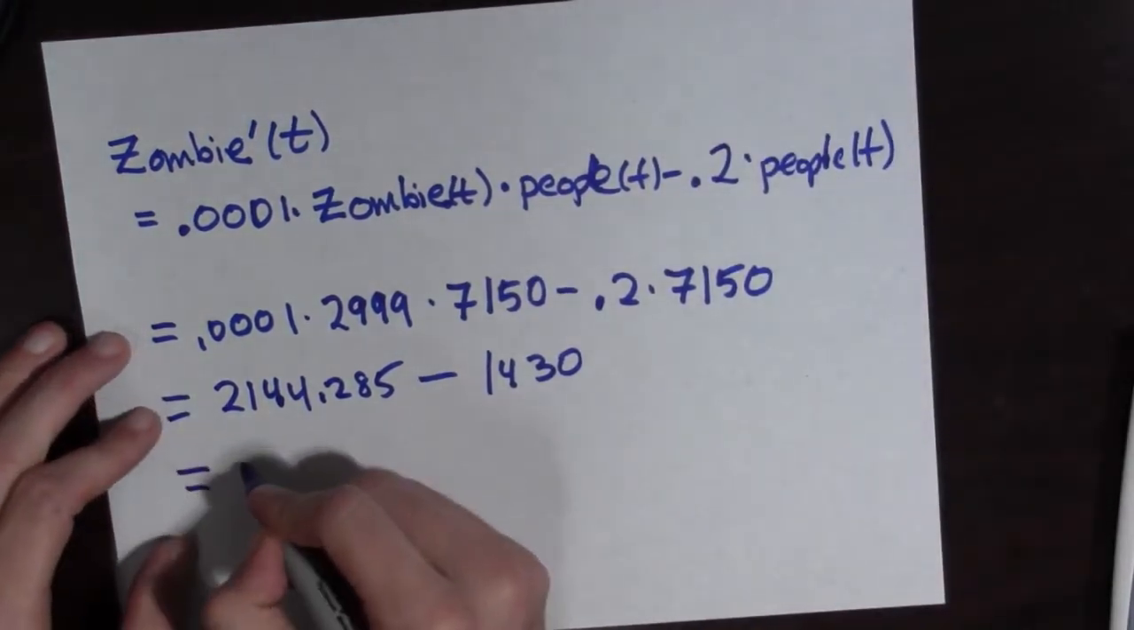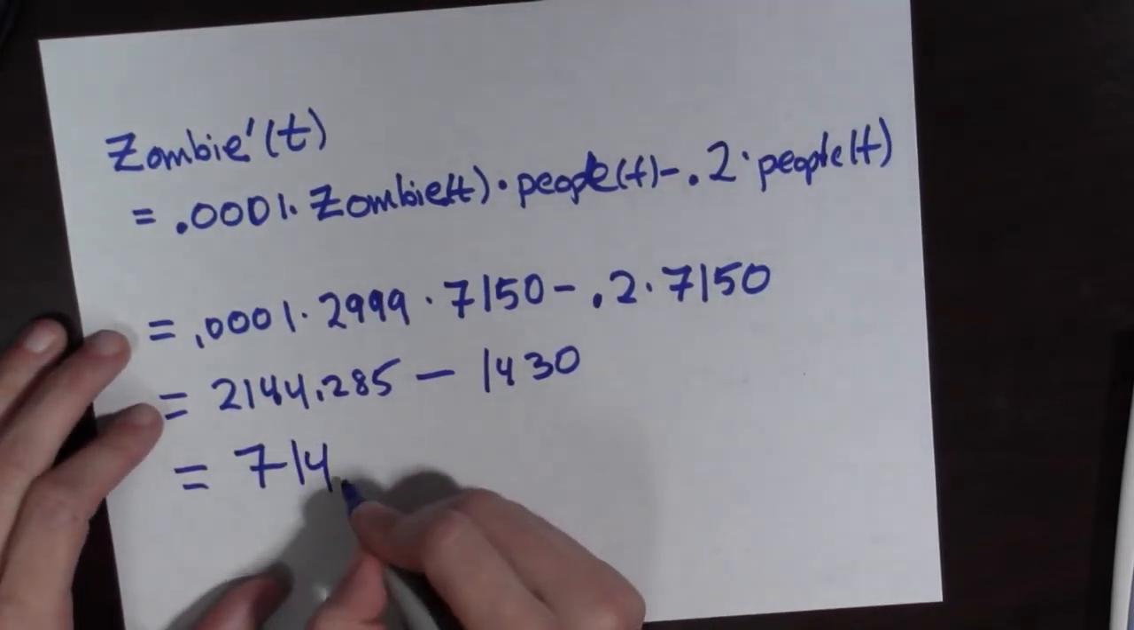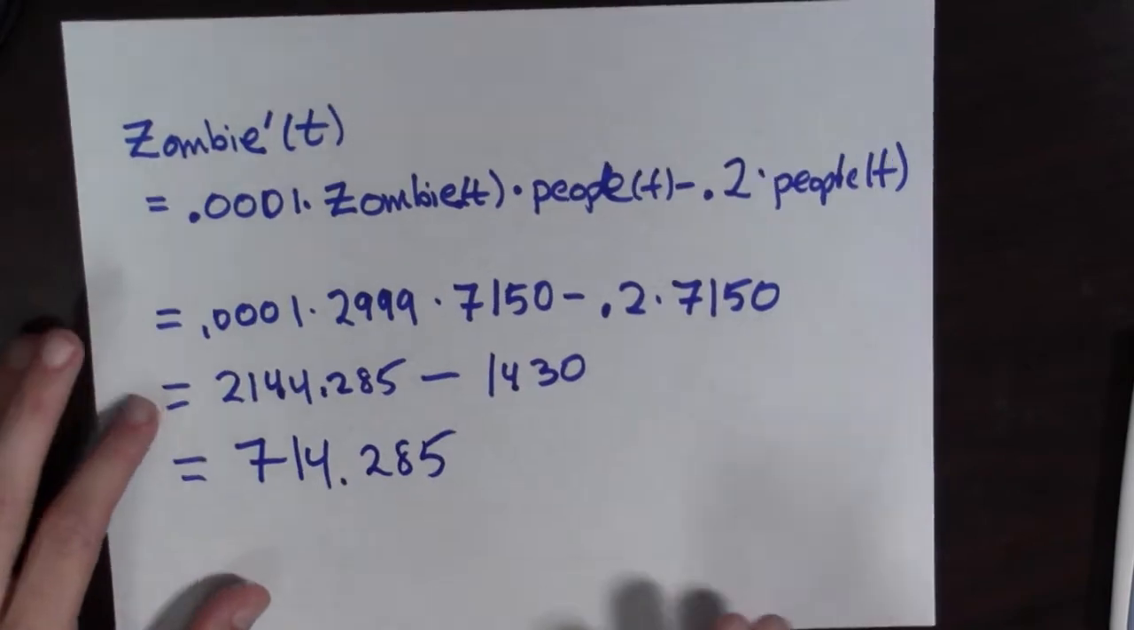Oh my goodness. 714.285. Oh, rats. This is bad. The zombies are growing at a rate of 714 zombies per hour. This is really bad. What are we gonna do now?